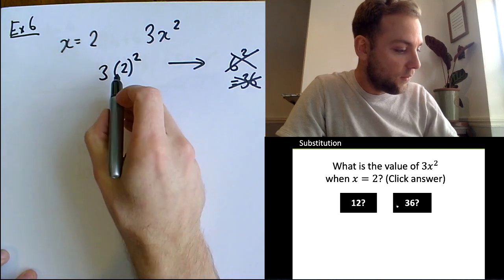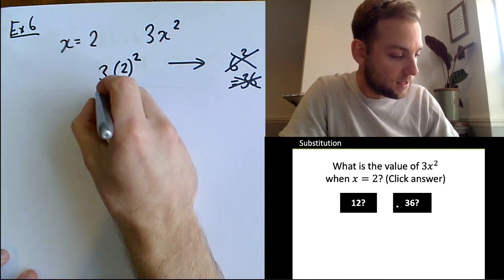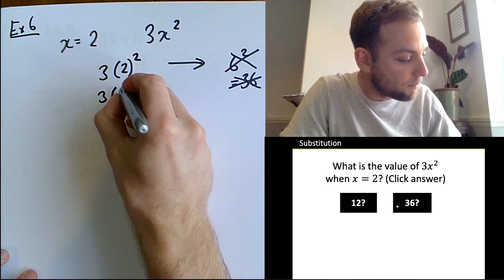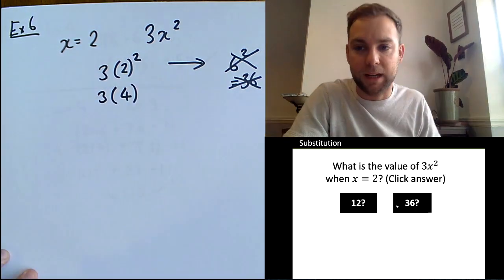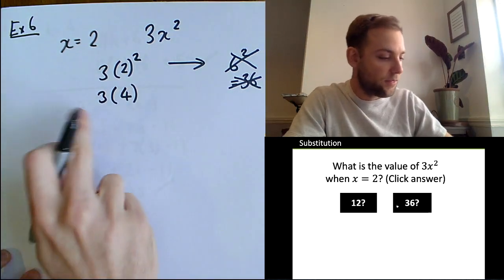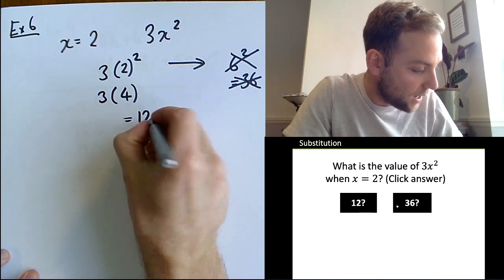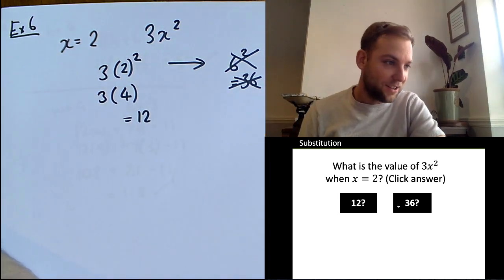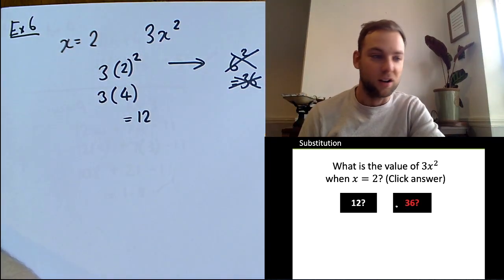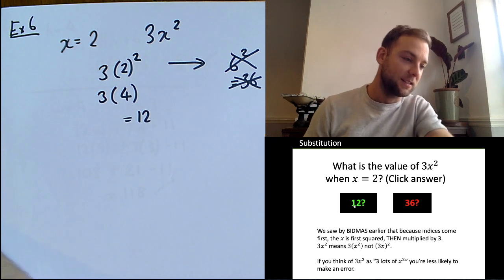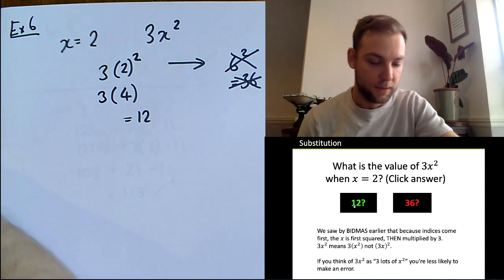So it's going to be 2 squared first, which means it's going to be 4. So 3 times by 4. Notice I've still got that mini bracket. And 3 times by 4 is equal to 12. So notice, 36 is wrong, but actually 12 is the right answer. And the reason is because you need to use BIDMAS.